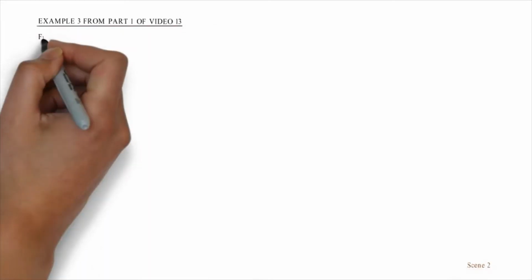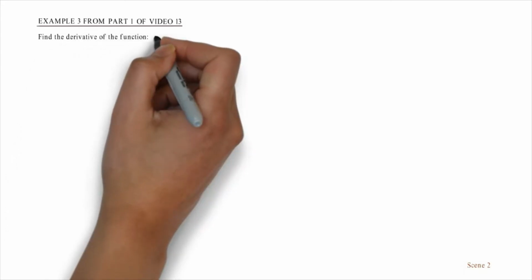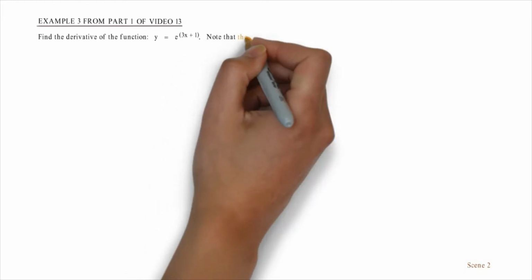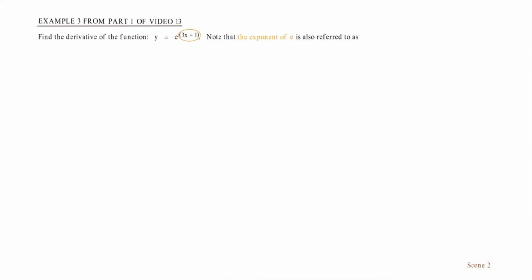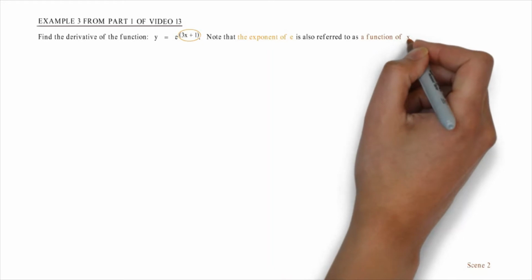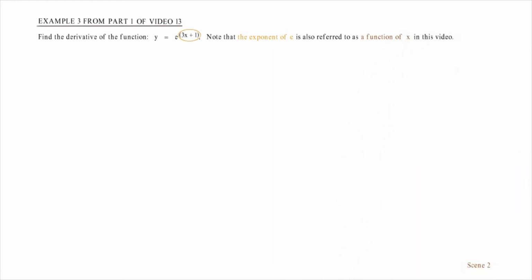Example 3 from Part 1 of Video 13. Find the derivative of the function y equals e to the 3x plus 1. Note that the exponent of e is also referred to as a function of x in this video.